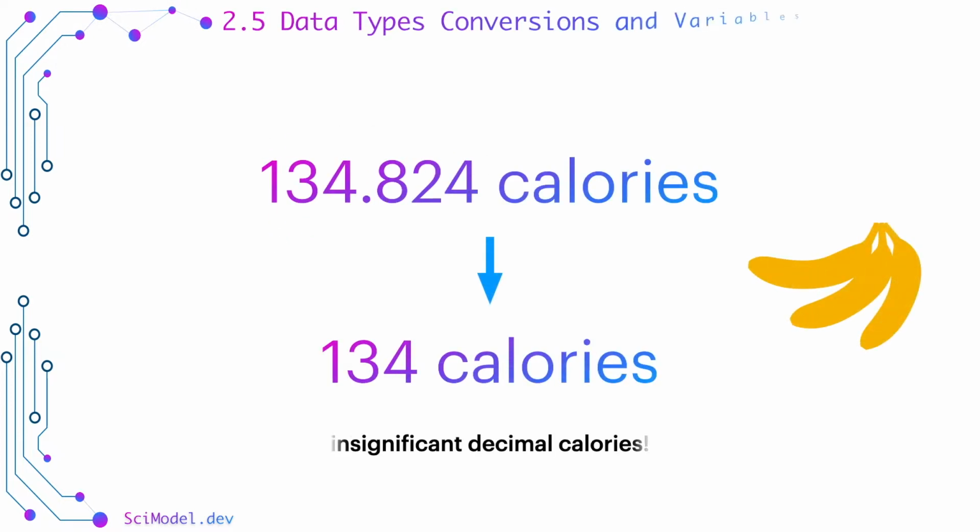As you have seen in the output of the previous code, we obtained a total calories of 134.824 for a banana of weight 152 grams. Generally speaking, decimals in calorie content is really insignificant and can be omitted or rounded from the total calories. So we can perform this using 2 techniques.